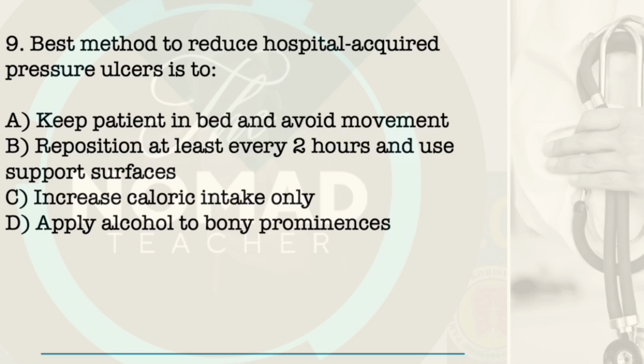9. Best method to reduce hospital-acquired pressure ulcers is to A. Keep patient in bed and avoid movement. B. Reposition at least every 2 hours and use support surfaces. C. Increase caloric intake only. D. Apply alcohol to bony prominences.